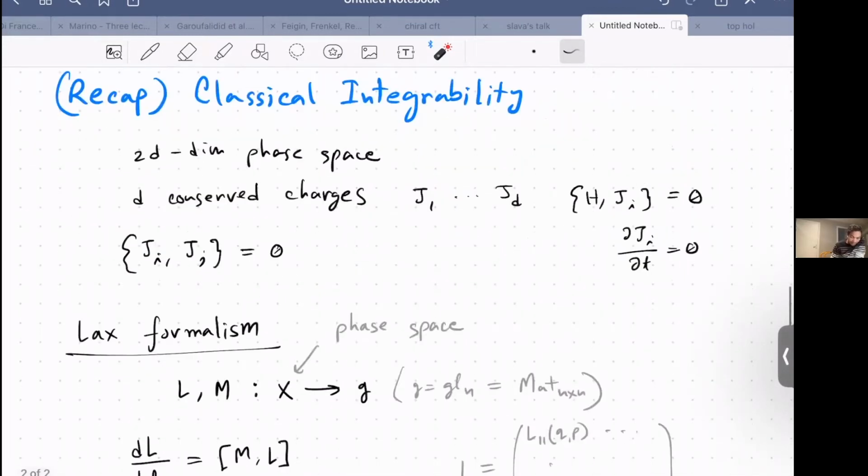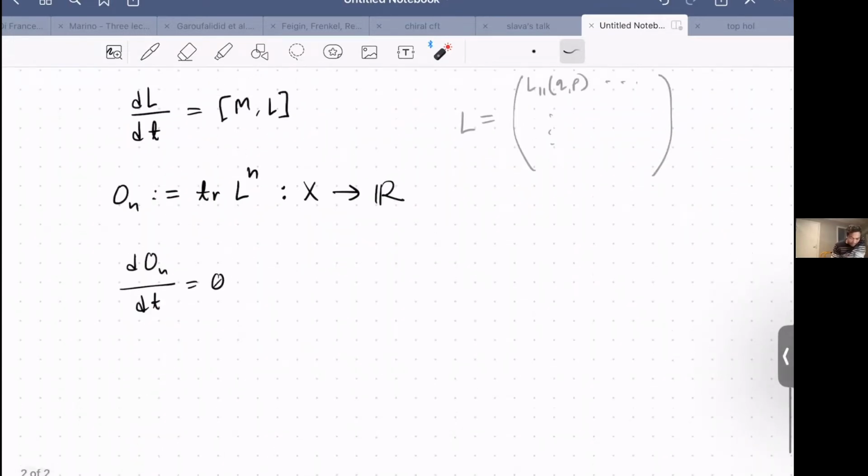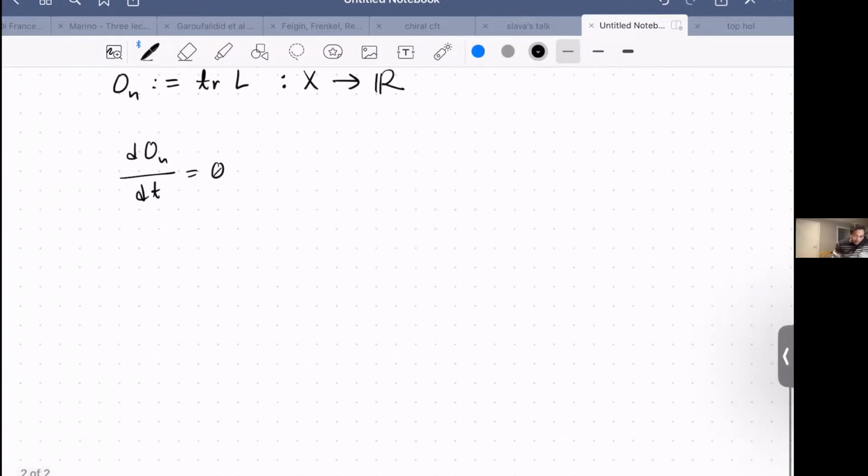But recall that in Liouville's characterization of integrable systems, the conserved charges also have to be in involution. And that's not obvious from here. But we can also argue that that is also true under certain assumptions. So let's look at these extra assumptions.